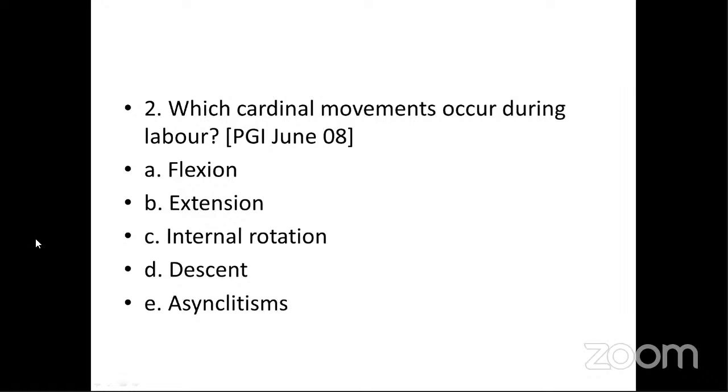All the movements do occur during the normal mechanism of labor, is it not? Flexion, extension, internal rotation also occur, and descent also occurs. So these are the movements normally occurring. Asynclitism is also a part sometimes: in case of engagement, there could be asynclitic engagements, as we discussed in the previous class. So all 5 options are events which might occur even during a normal labor, right? That's why all the options are right in this particular question. Okay, ma'am. Next one.